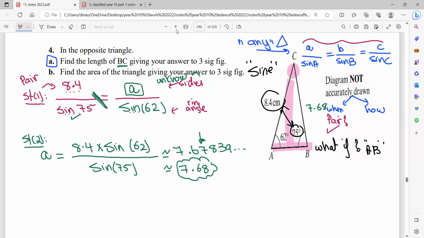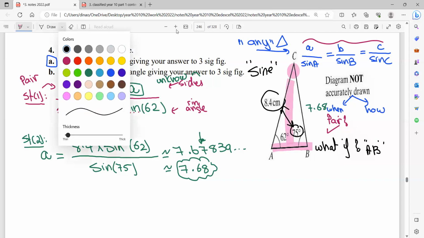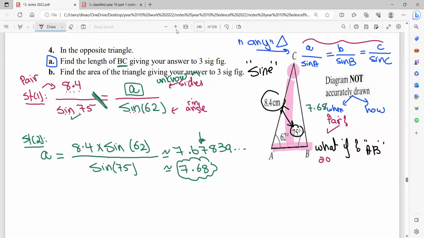Its angle isn't there. So what do I do in this case? But I guess you all know the answer. I can easily calculate angle C by 180 minus 62 plus 75. So you can easily calculate this angle over here, 180 minus 62 plus 75, and you get an answer of 43. So now I have the opposite angles. So now I am back to my happy face and I can calculate the side using the sine rule.